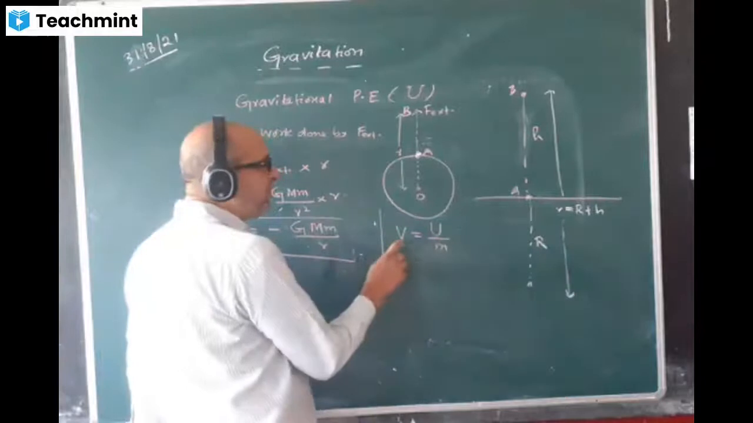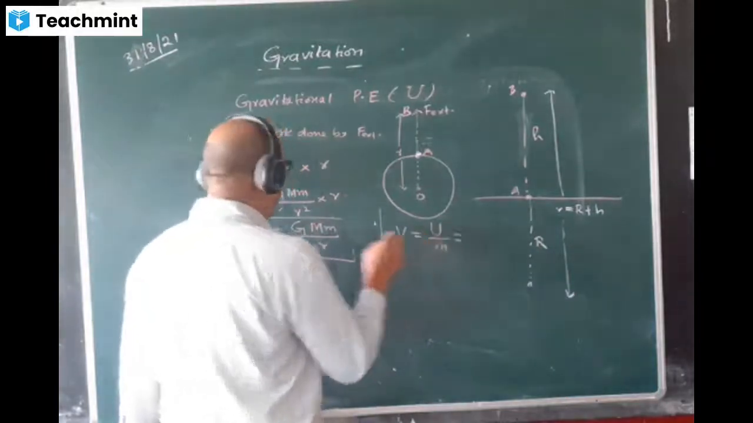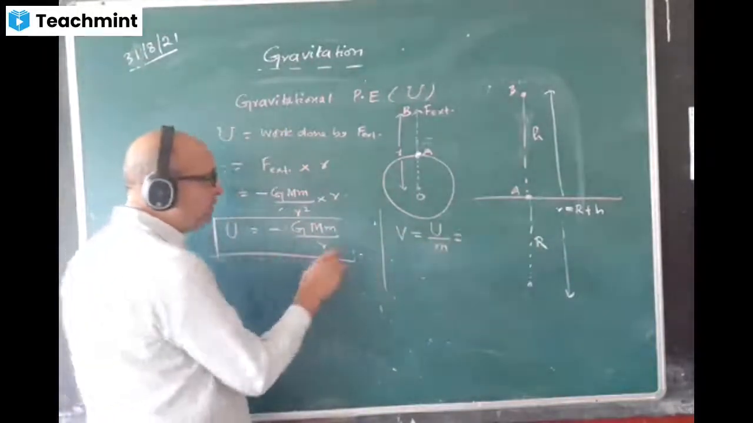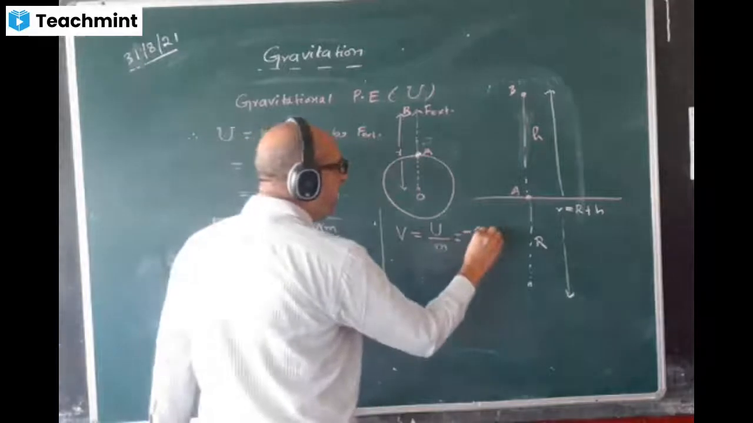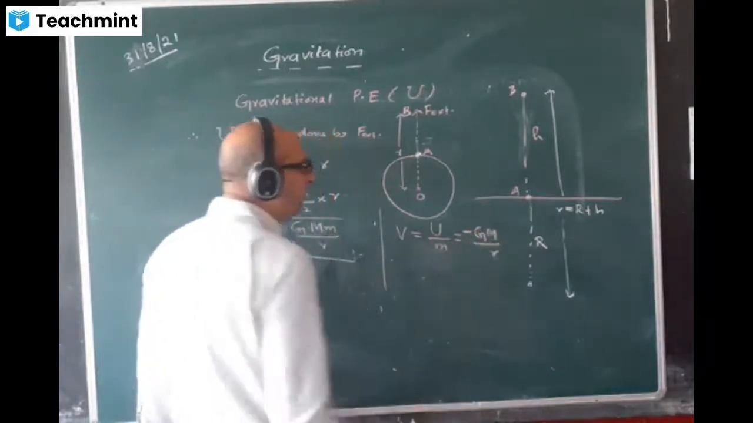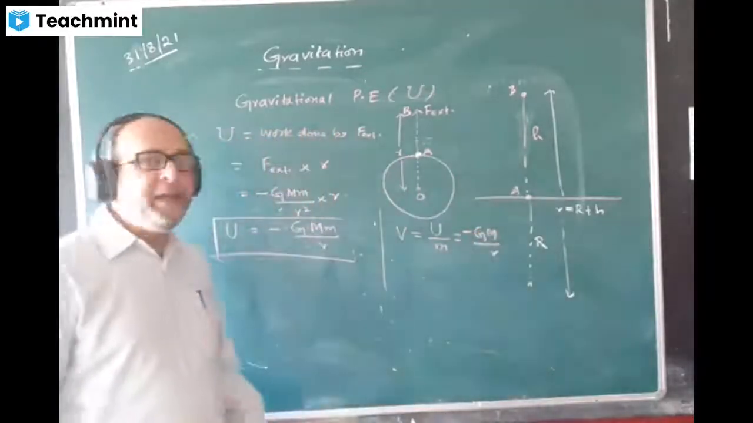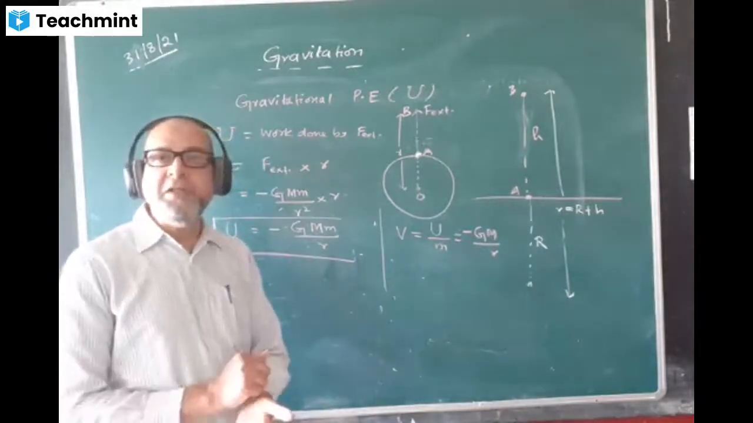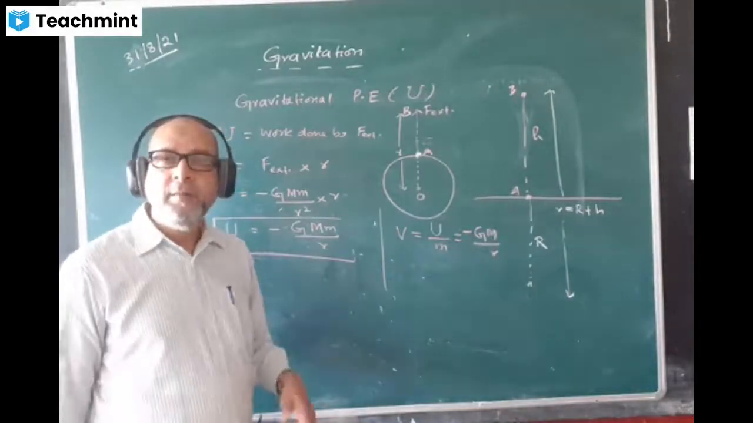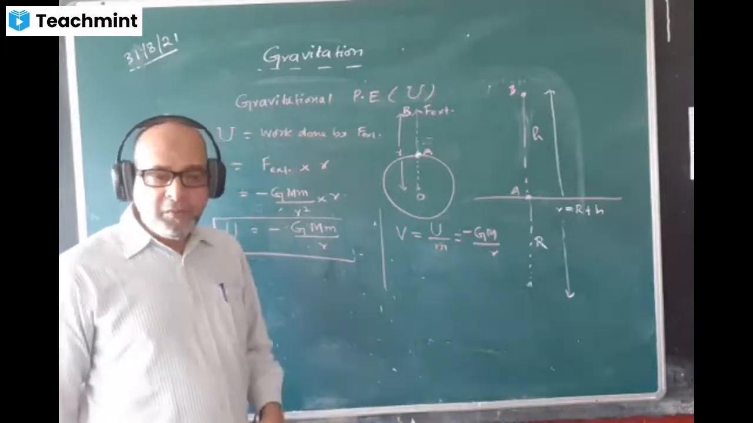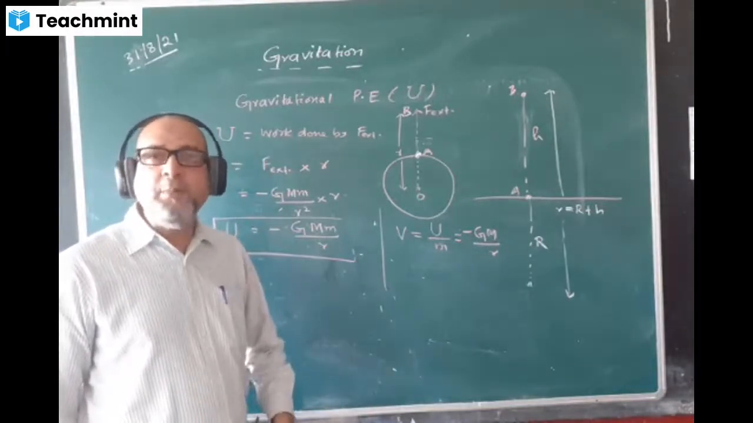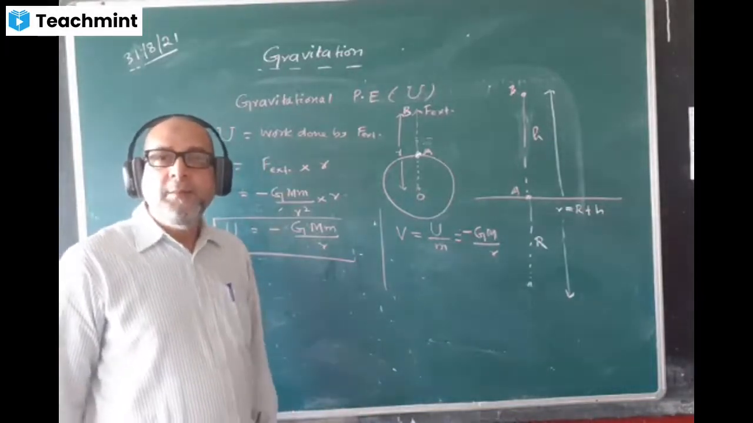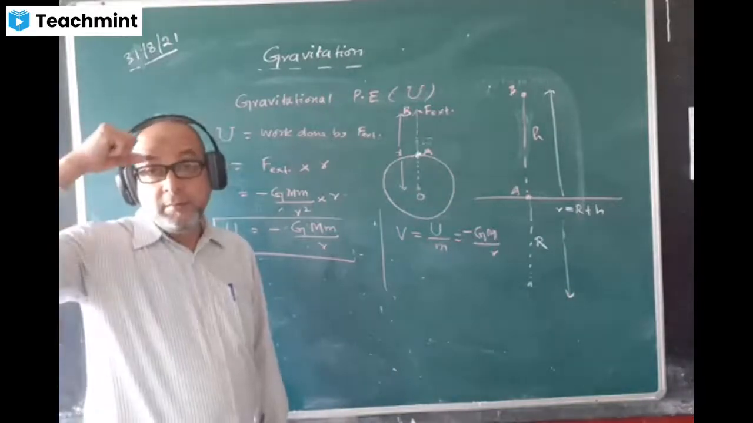You can add the formula V is equal to U by M, and for U I put the entire value, so the answer will become minus GM by R. Write down this formula: V is equal to minus GM by R. Small m cancels, and you get the answer minus GM by R. This is the formula of gravitational potential at a point.